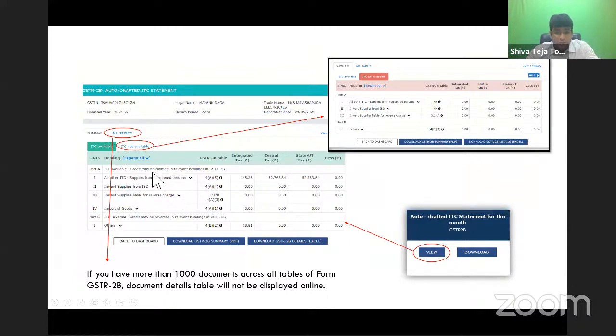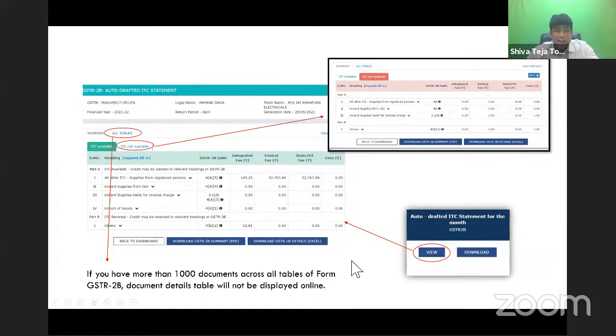ITC available, that's how it looks. ITC not available, you can see in which cases ITC is not available. And the auto-drafted ITC statement for the month, GSTR 2B. You have two options, view or download. If you click view, you can view it. Download, you can download in Excel form, definitely.